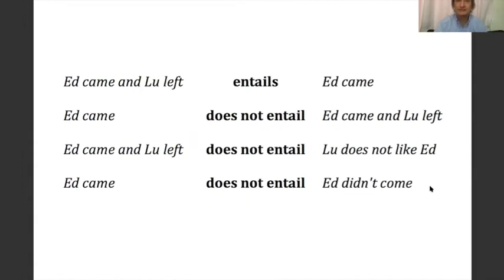Examples of entailment: the sentence "Ed came and Lou left" entails "Ed came." Why? Because if you know that Ed came and Lou left, it follows that Ed came. Everybody knows that intuitively. And entailment is one of the things we're going to want our semantic theory to explain for us. Other relations are different. "Ed came" does not entail that Ed came and Lou left. If Lou didn't leave, then the second one would be false, but "Ed came" could still be true.